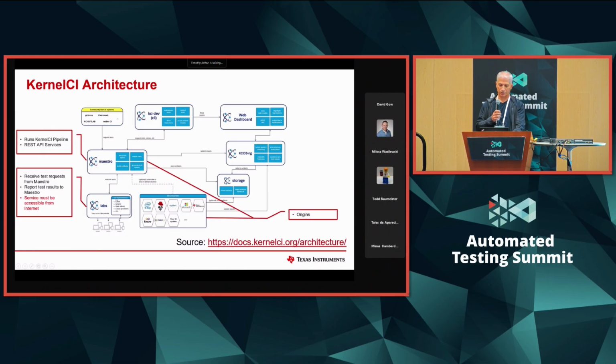The important piece here is the labs are sitting there and waiting for Maestro to tell them what to test. They're passively waiting for instruction from Maestro to say, here's the build that I want you to test. Here are the tests I want you to run, and they're just doing that. For that to happen, this push functionality requires those labs to be outside of your corporate network. They need to be accessible from the internet for Maestro to talk to them.